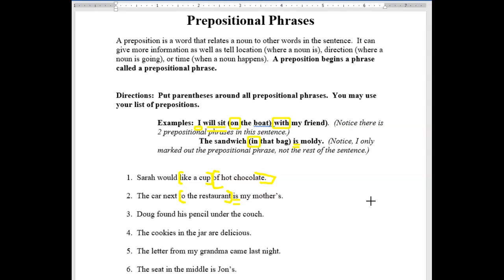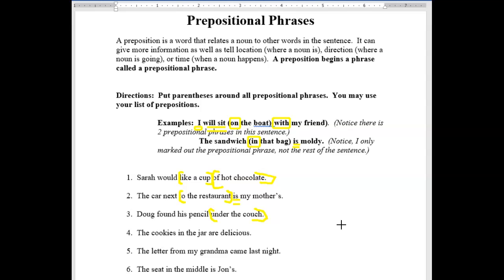All right, so let's do number 3 together. Doug found his pencil under the couch. So, Doug, is that on our list? No. Found on our list? No. His on our list? No. Pencil? No. What about the word under? Yes. So, under is a preposition. So, we are going to put parentheses around that. Under where? Under the couch. And so that would be our prepositional phrase.